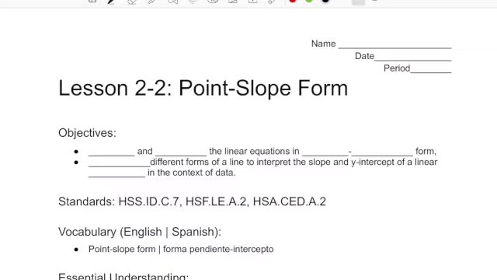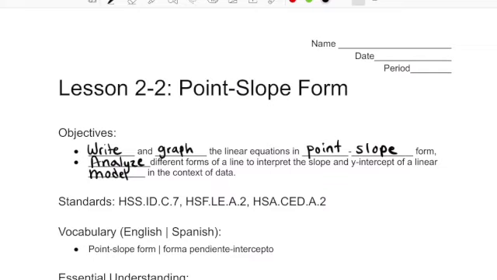Our objectives today are to write and graph linear equations in point slope form. The next objective is to analyze different forms of a line to interpret the slope and y-intercept of a linear model in the context of data.